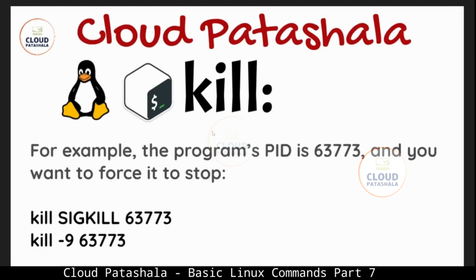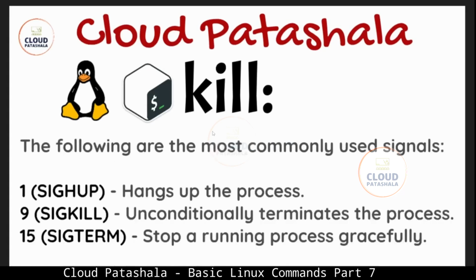For example, the program's PID is 63773, and if you want to kill or terminate this program running on the system, all I have to do is mention kill -9 63773, or I could also say kill -SIGKILL 63773. This would do exactly the same thing. On a day-to-day basis, we use kill -9 as our go-to command in order to kill any running processes which are unwanted or any processes which are unresponsive but still carrying forward.